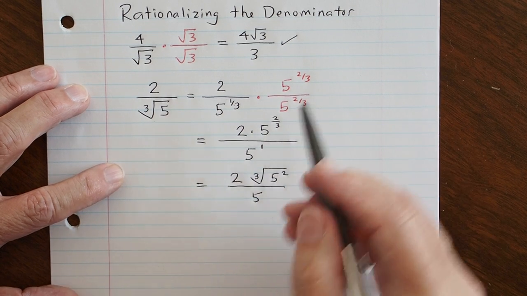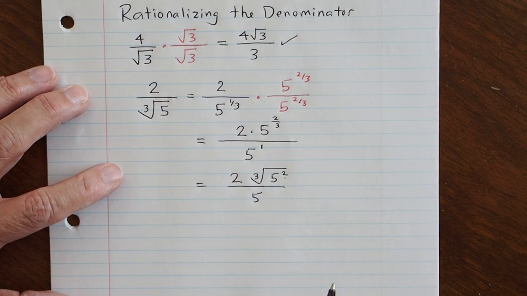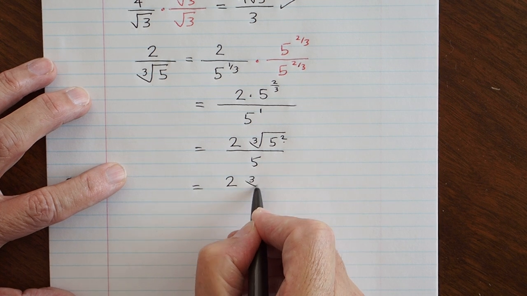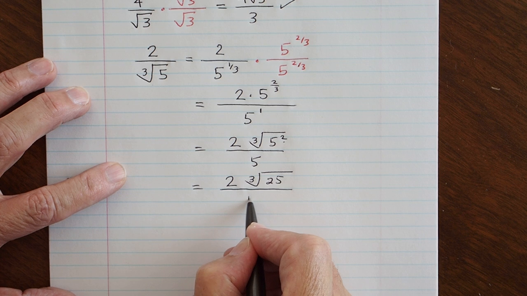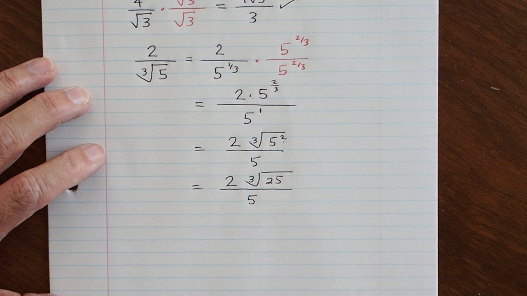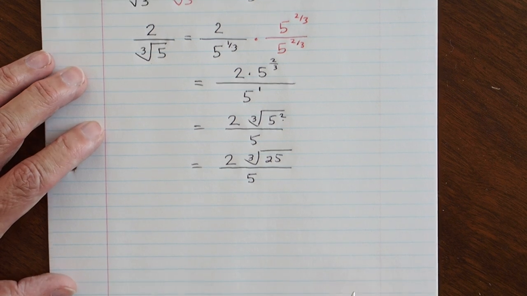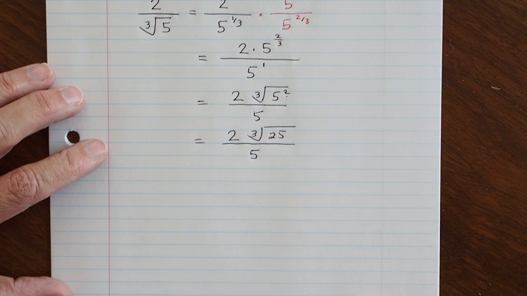Remember, the bottom number goes in the little nook of the radical symbol and the top number goes here. And that can be simplified on one more line as 2 times the cube root of 25 over 5. And that question's finished because the denominator is rational. No more root signs appear there. In our next question, we'll consider what to do if we have a binomial in the denominator.